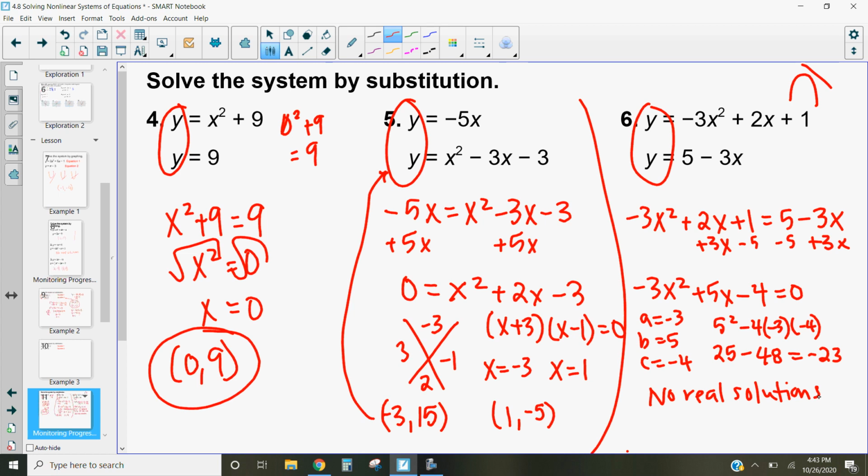So that is how we would solve systems of equations by substitution. Please check out the previous video on how we do it by graphing. And if you're interested in how we can do it using elimination, please check out our next video.